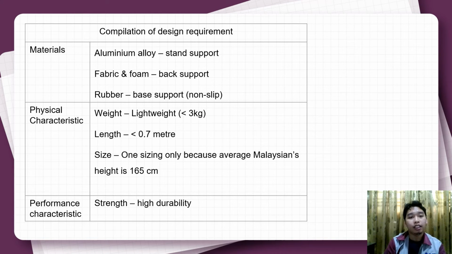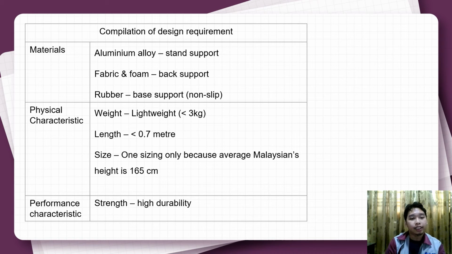Next, I'll be presenting the compilation of design requirements. For the materials, we use aluminum alloy for stand support because it's strong and can prevent corrosion. Next is fabric and foam for back support because it's comfortable. Next is rubber for base support to prevent slipping when using the exoskeleton.